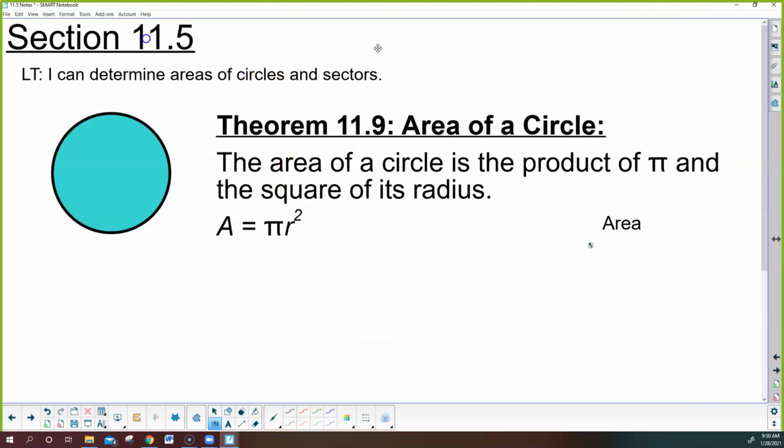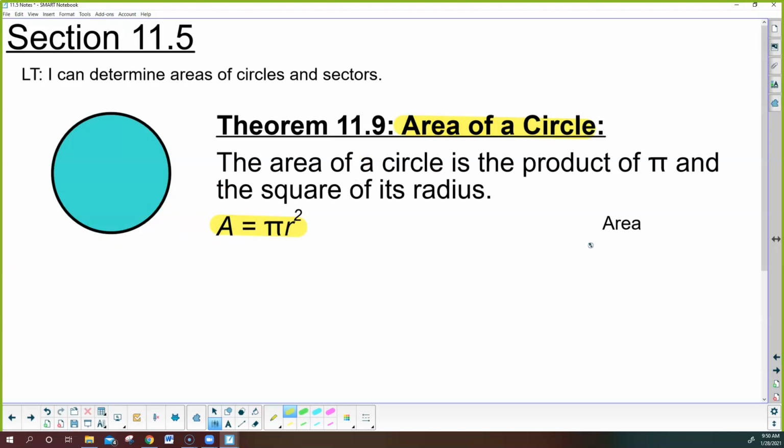All right, so today is section 11.5, and it's called Area of Circles and Sectors. So hopefully you don't have to write this whole thing down, but you definitely need to know that the area of a circle is pi r squared.